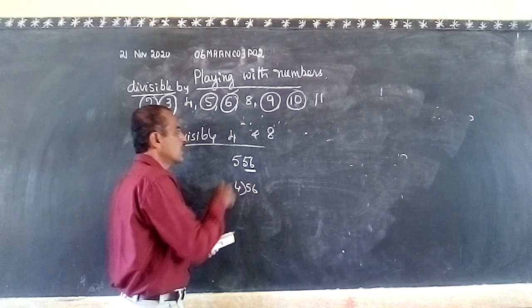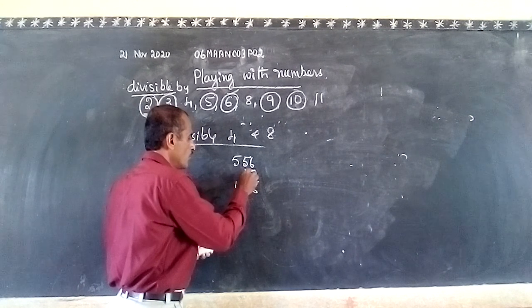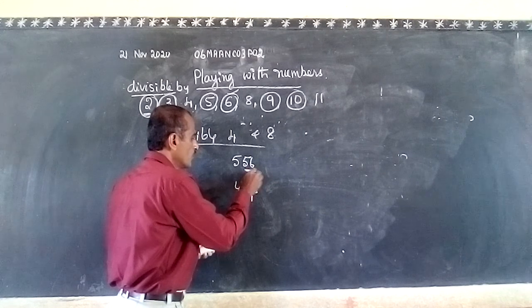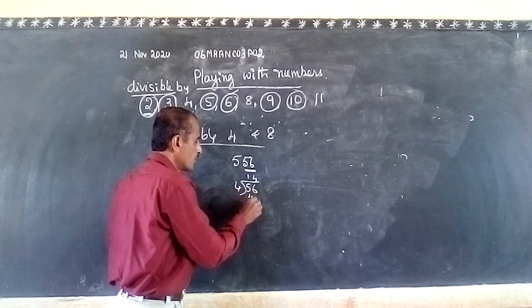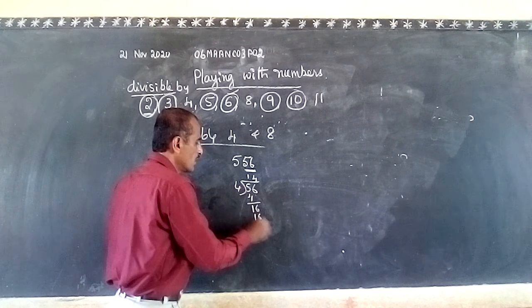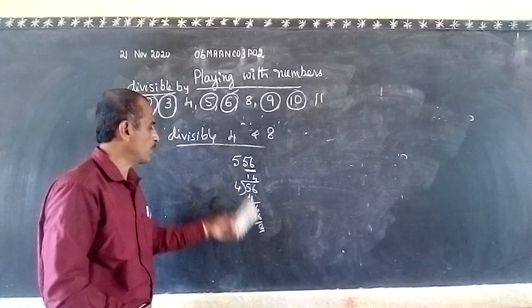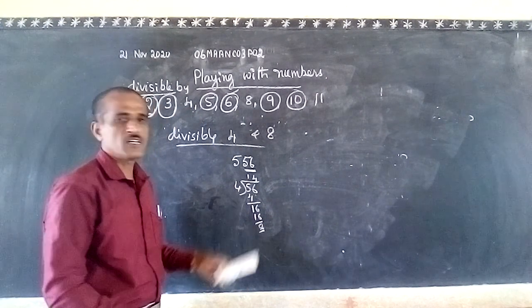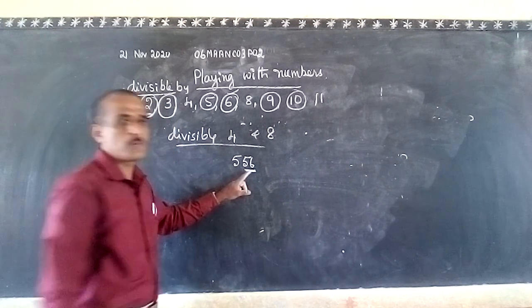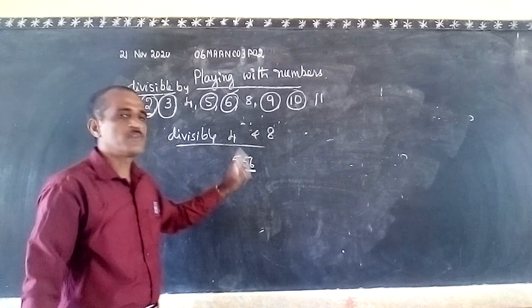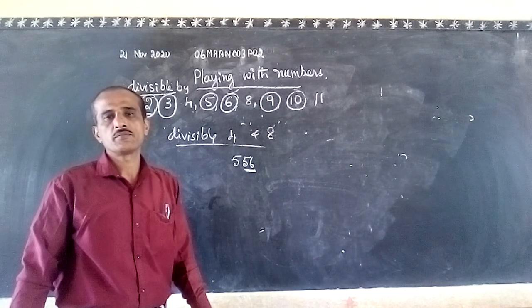See, let us check 4. 4 ones are 4, 4 fours are 16. So, you can divide 56 by 4 completely. 0 is the remainder. 14 is the quotient. So since 56 is divisible by 4, then 556 is also divisible by 4.